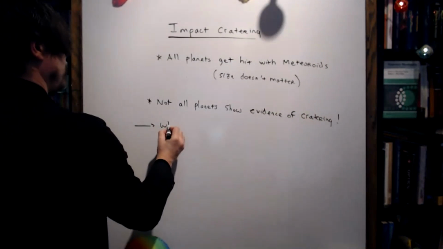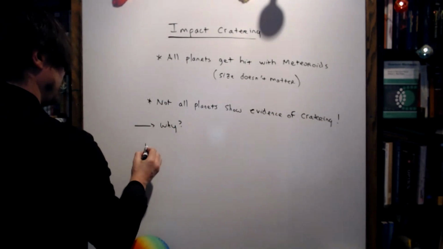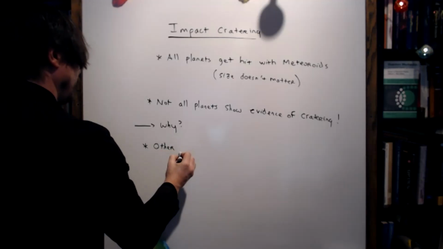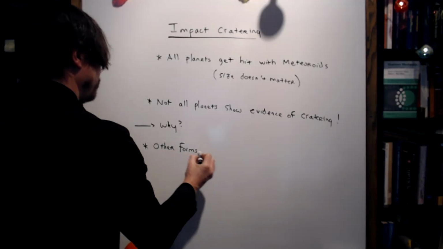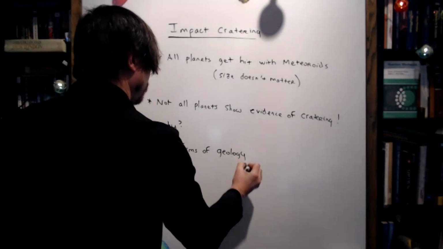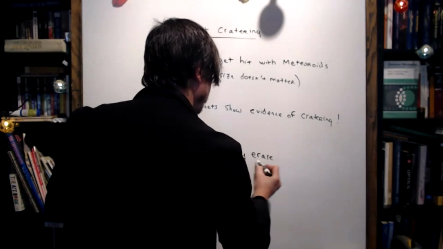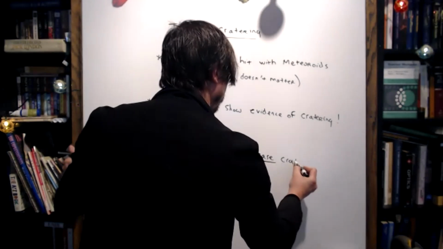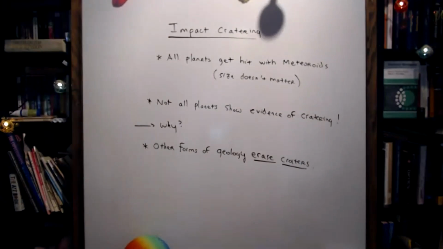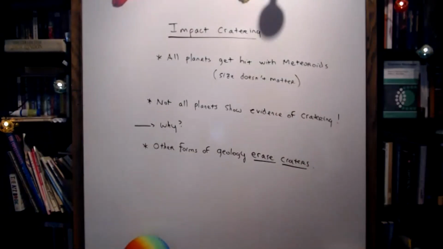And if we ask the question why, the answer is other forms of geology erase craters. Yes, erosion can erase craters, but you will see on Mars today that so can volcanism and even tectonics.